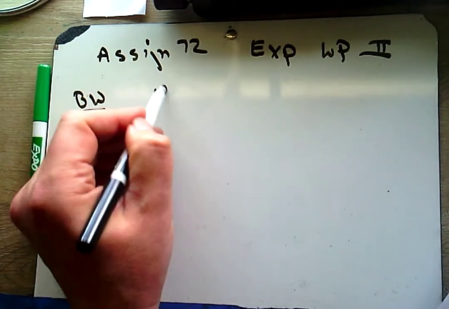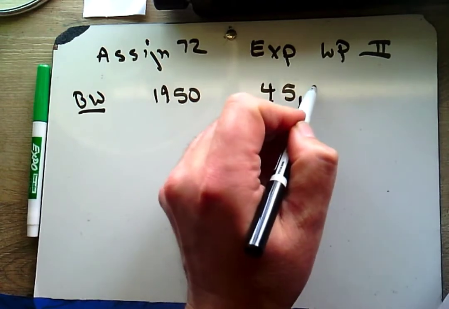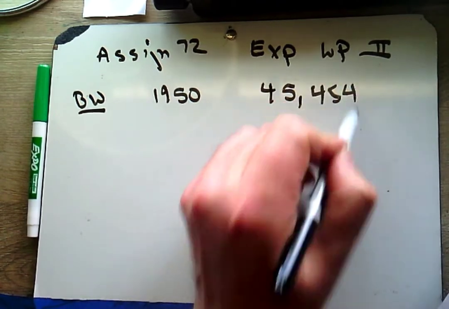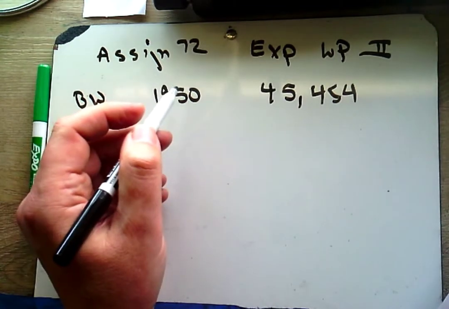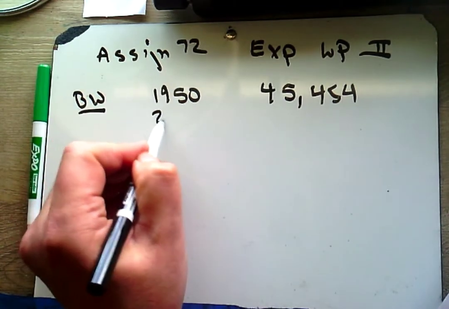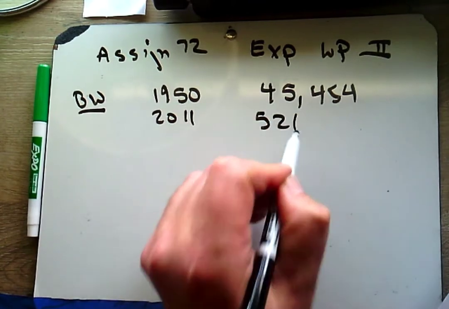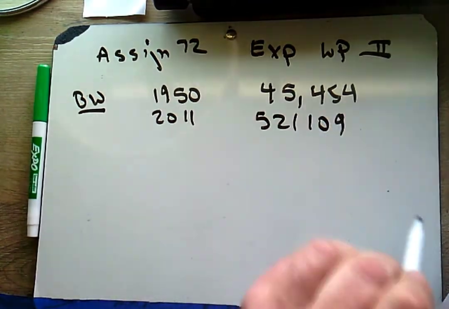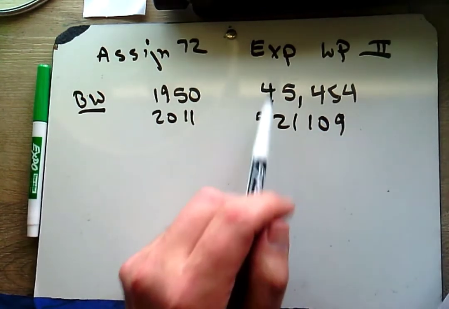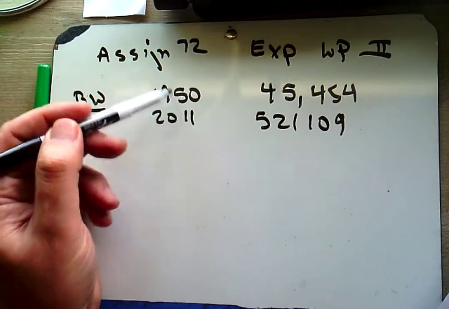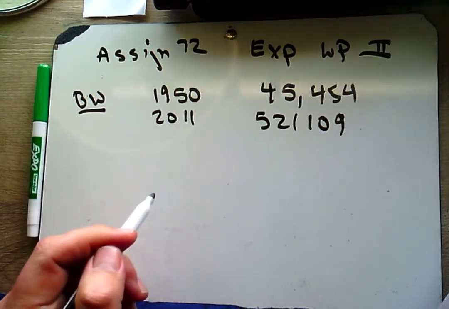Tucson in 1950 had 45,454 people, according to the 1950 census. And if we check again a little later, we're up to 521,109 people. So we've had a little growth here, more than 10 times the number of people in the last 61 years. I think it's kind of nice.